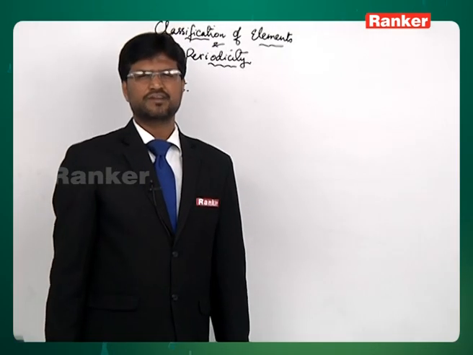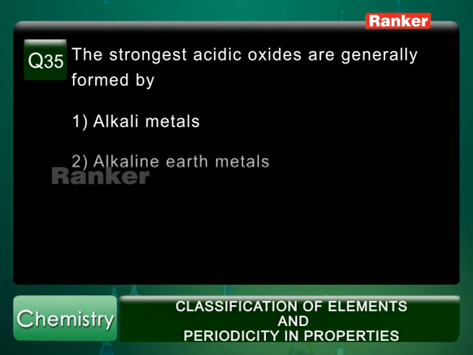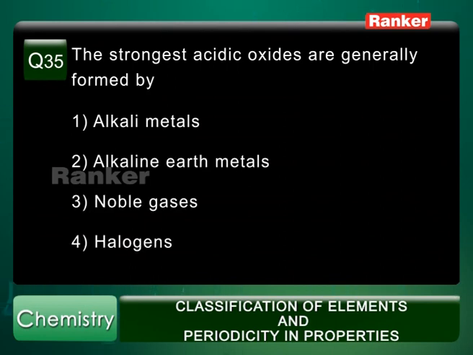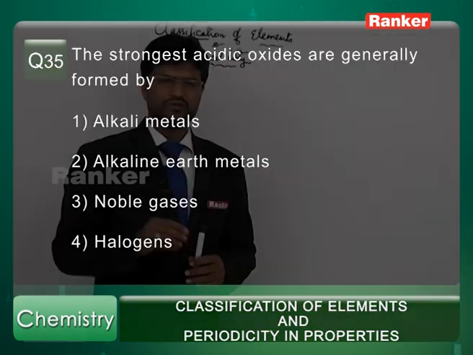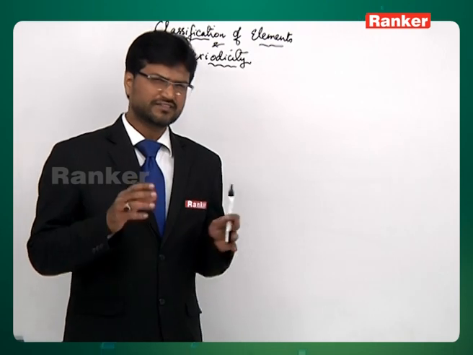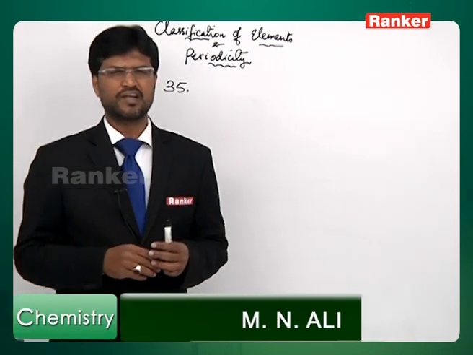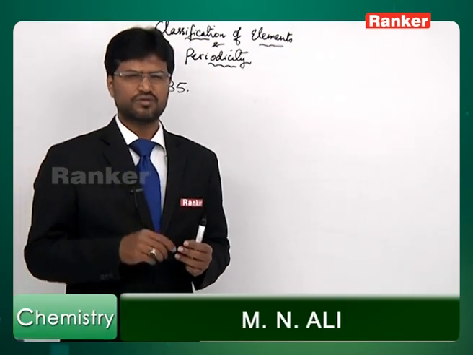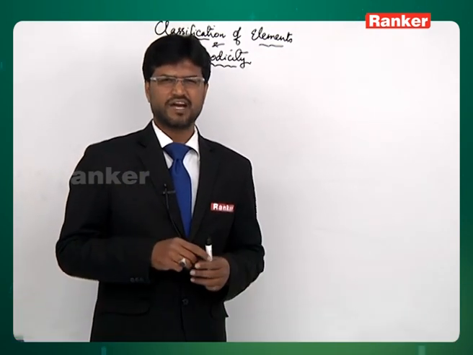Question number 35. The strongest acidic oxides are generally formed by: first option alkali metals, second option alkaline earth metals, third option noble gases, fourth option halogens. You know, alkali and alkaline earth metal oxides are basic, they dissolve in water to give alkaline hydroxides. So these two are ruled out. Noble gases do not form oxides generally, so the correct answer is halogens.